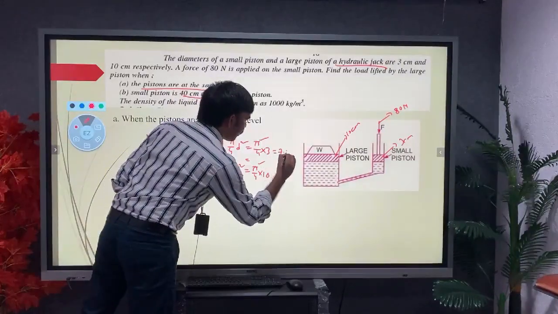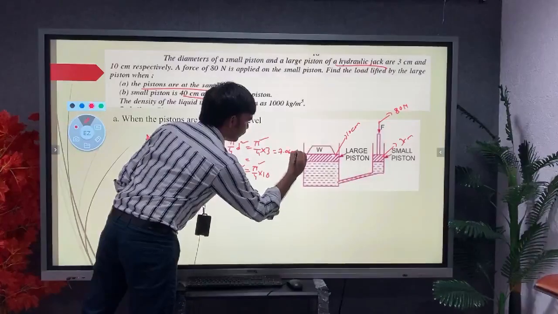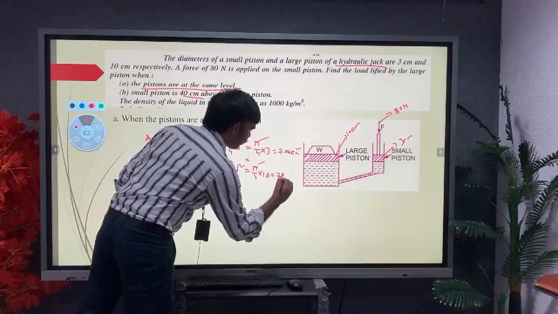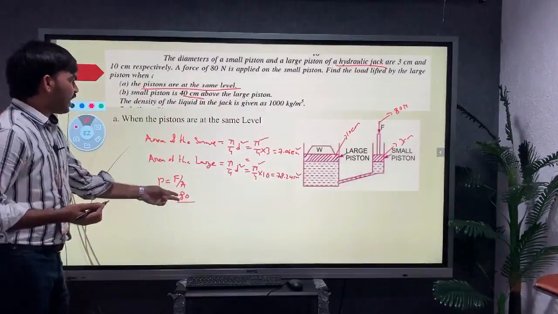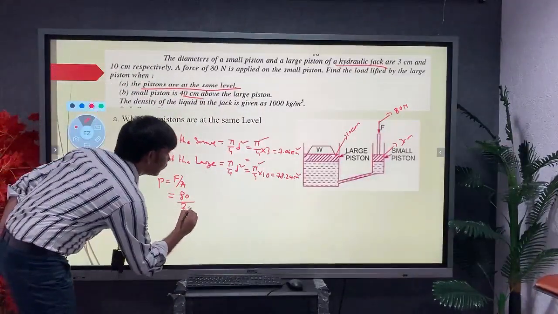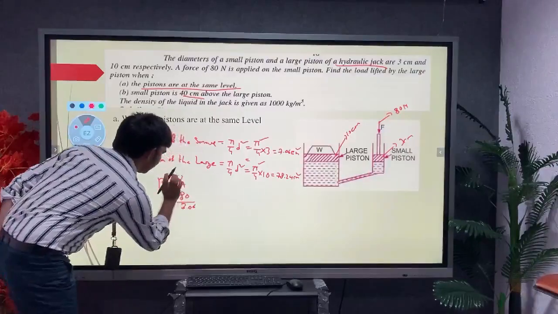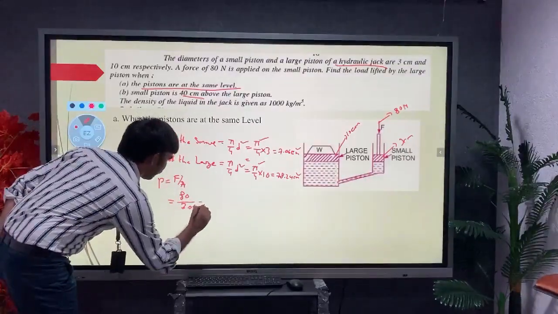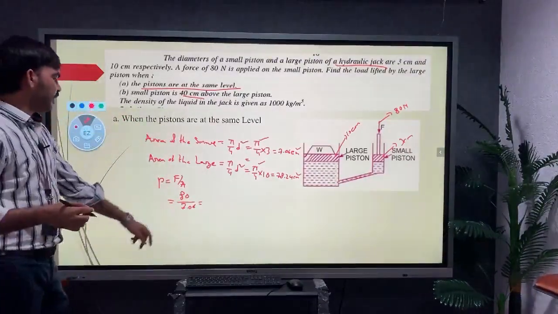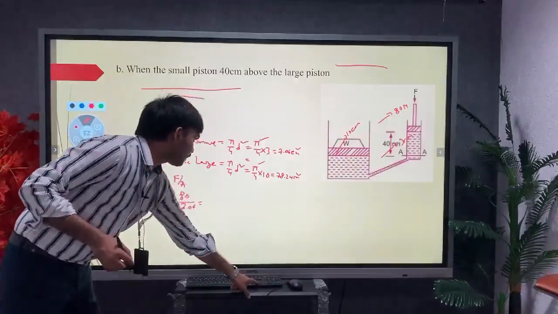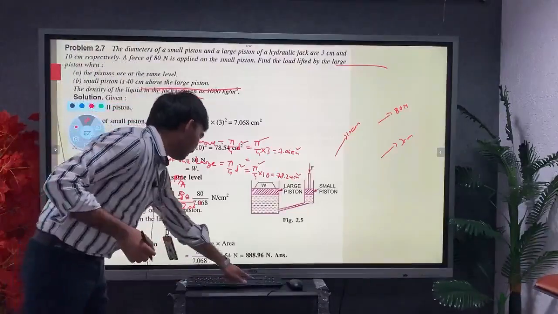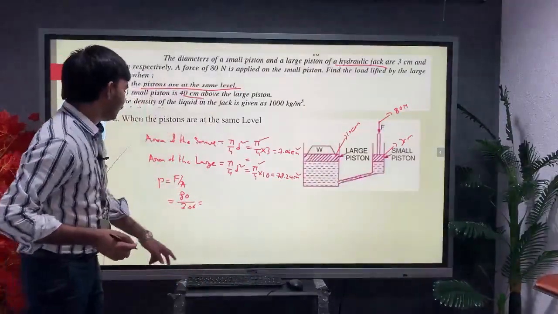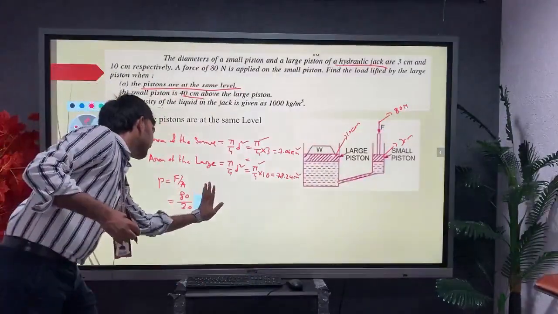So this is 7.06 centimeter square, and this is 78.24 centimeter square. So what's the area? It is 7.06. That means you will get a pressure of how much? 80 by 7.06. So this is the pressure intensity.